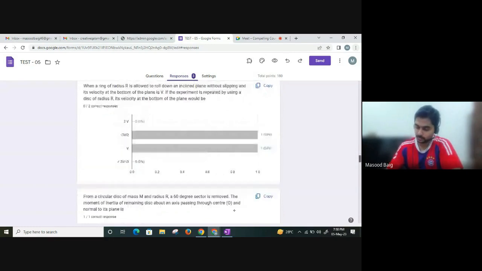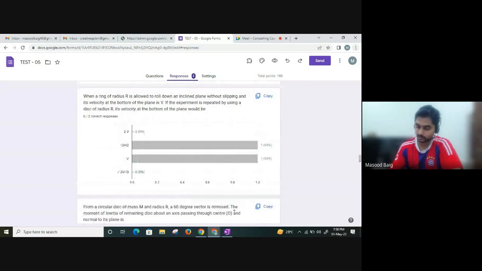If there is any doubt, let us see this particular question. Both of them have done it wrong only. When a ring of radius r is allowed to roll down an inclined plane without slipping, and its velocity at the bottom of the plane is v, if the experiment is repeated using a disk of radius r, its velocity at the bottom of the plane would be how much?